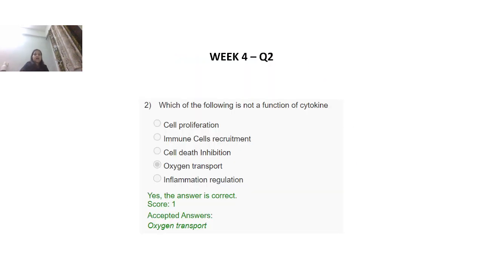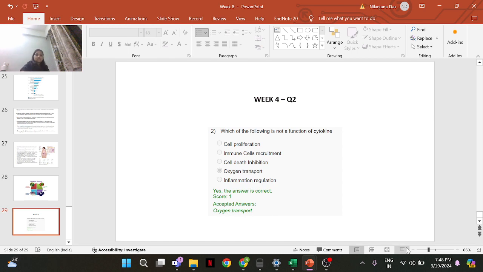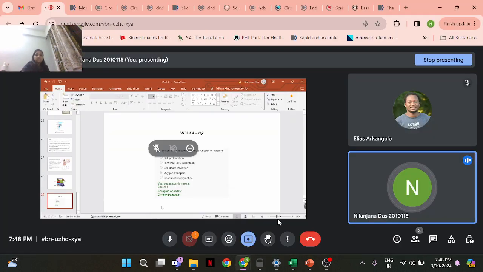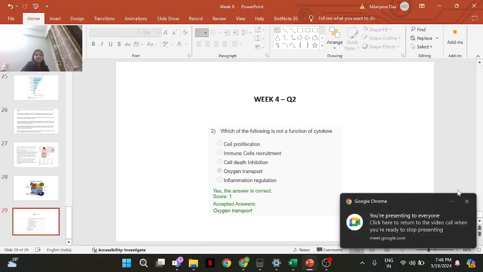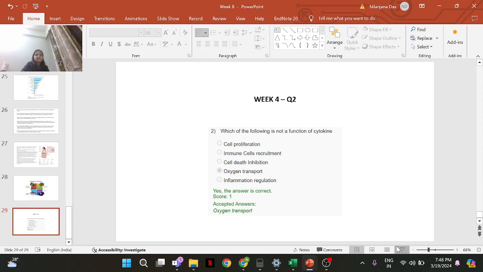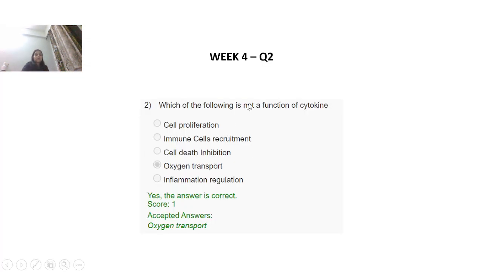Someone had a doubt. Anjali has not joined today, but she had one doubt, so I will clear it now. If she joins next class, I will also tell her. The question was: which of the following is not a function of a cytokine? There are five options: cell proliferation, immune cell recruitment, cell death inhibition, oxygen transfer, and inflammation regulation.